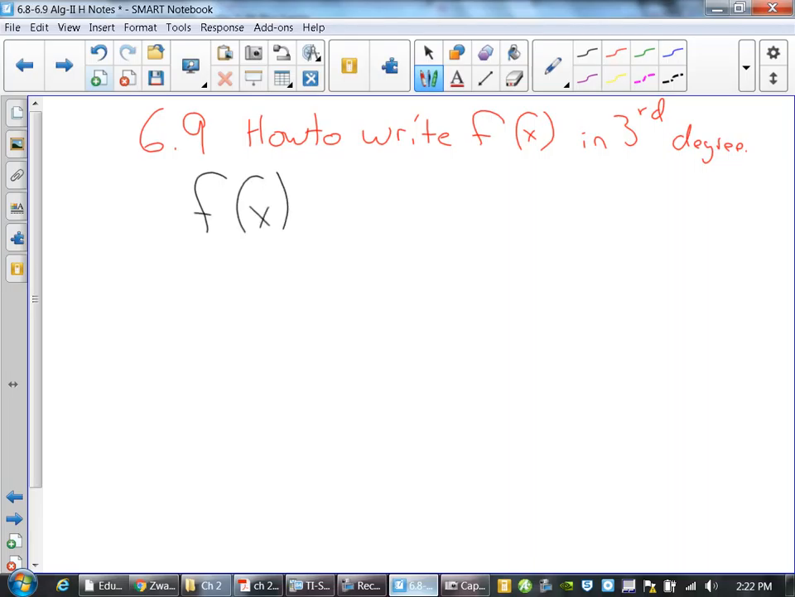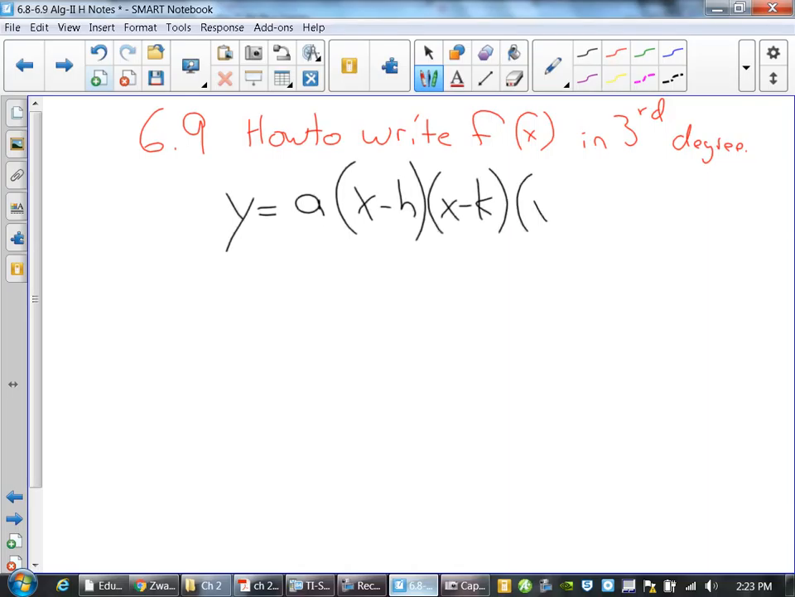F of x is some value. Actually, we'll write it as y. So write it as y equals a times x minus h, x minus k, and x minus l, where h, k, and l are zeros of y. They're the zeros of the function.